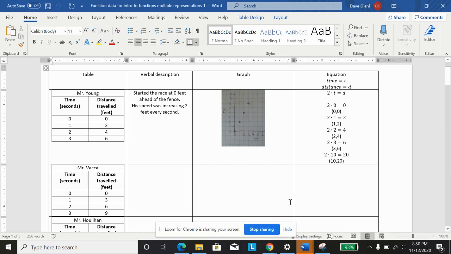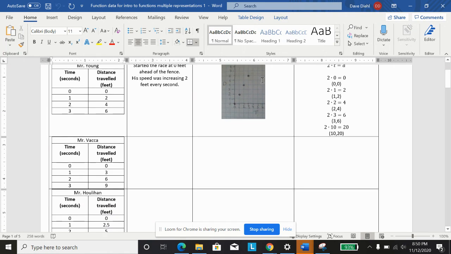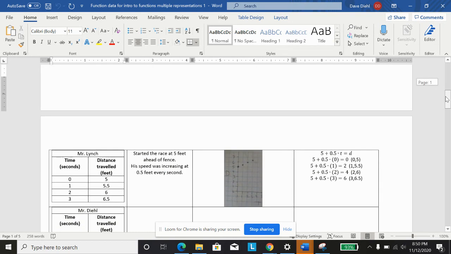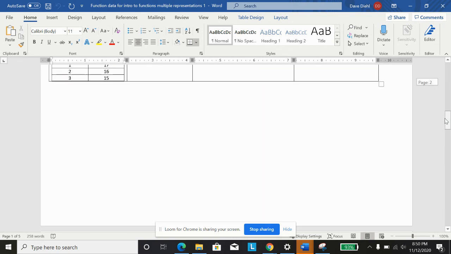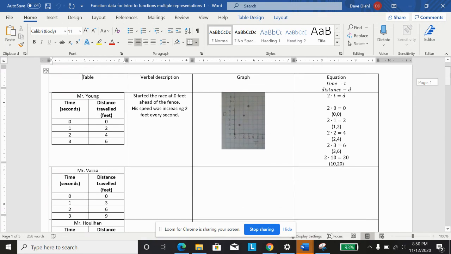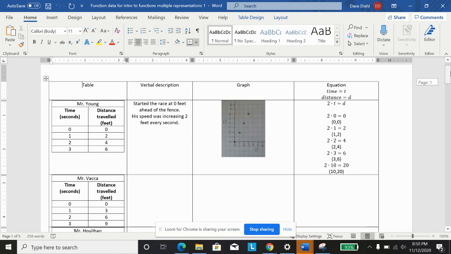So let's look at the three runners that we focused on that all started at the fence. Mr. Young looks like he started at the fence. Mr. Vaca started at the fence. And Mr. Houlihan started at the fence. We're going to focus on these three today. We'll look at the other runners, who all look like they started off of the fence, sometime next week.